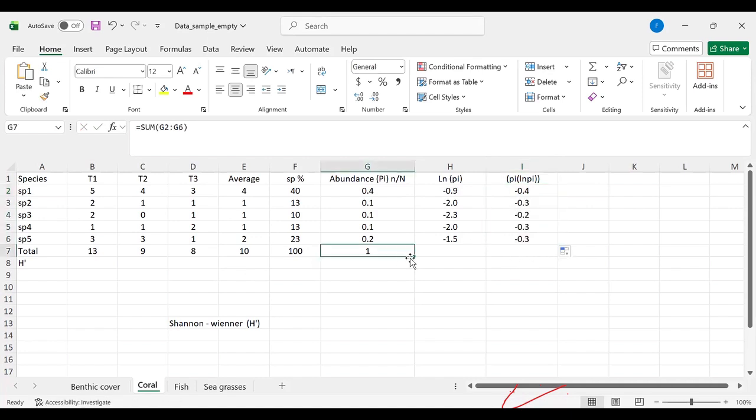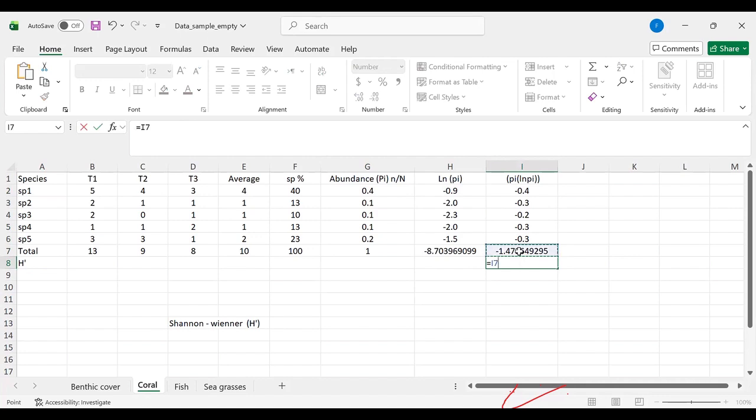And here I need to make a total. Okay, so I have the total here, and here, if you see this cell, which is Shannon-Wiener diversity, here it's equal this value that we collected, okay, multiplied by minus 1 to make it positive. Okay, we do this to make it positive. So now we have here, it's 1.5. This is the diversity of this area that we collected the information.